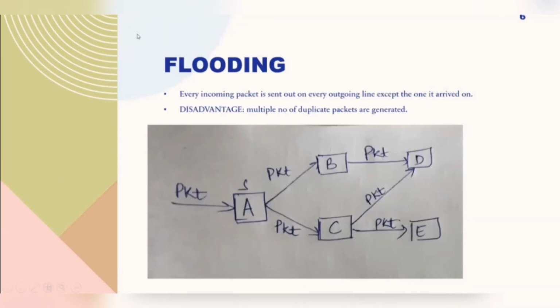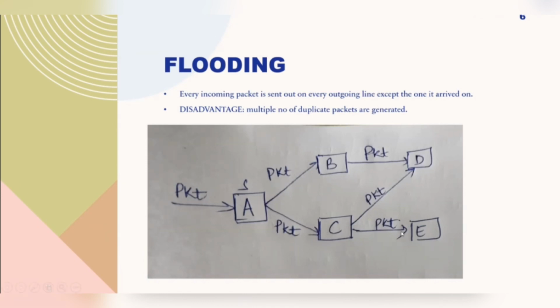Next we have flooding. In this, every incoming packet is sent out on every outgoing line except the one it arrived on. Like in this figure, as you can see, the packet that is arriving on A is sent to B as well as C. That means the incoming packet will be sent to every other outgoing line except the one it arrived on. For example, here we send it to B and C, and from B we send it to D, and from C we send it to D and E.